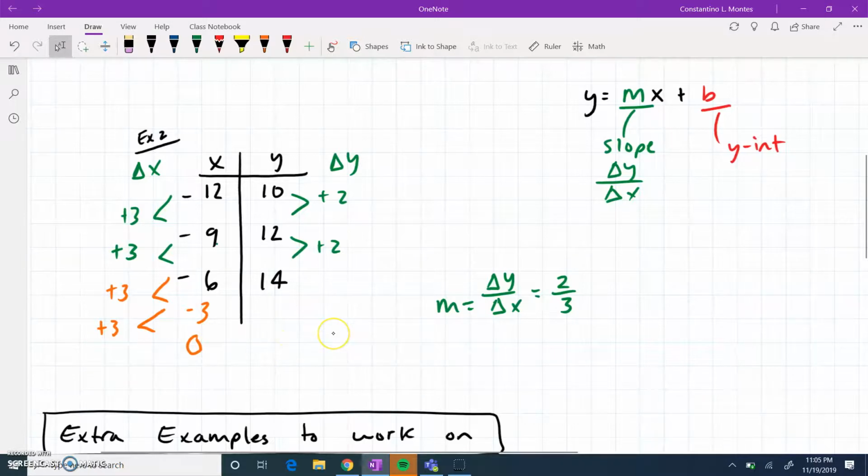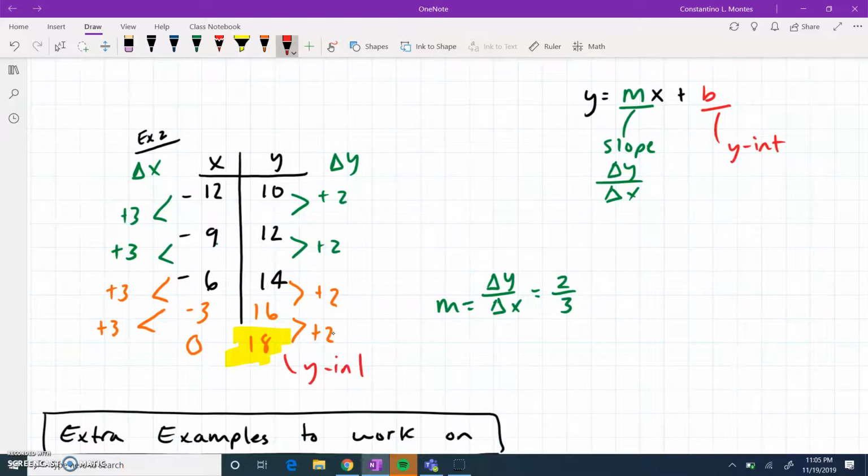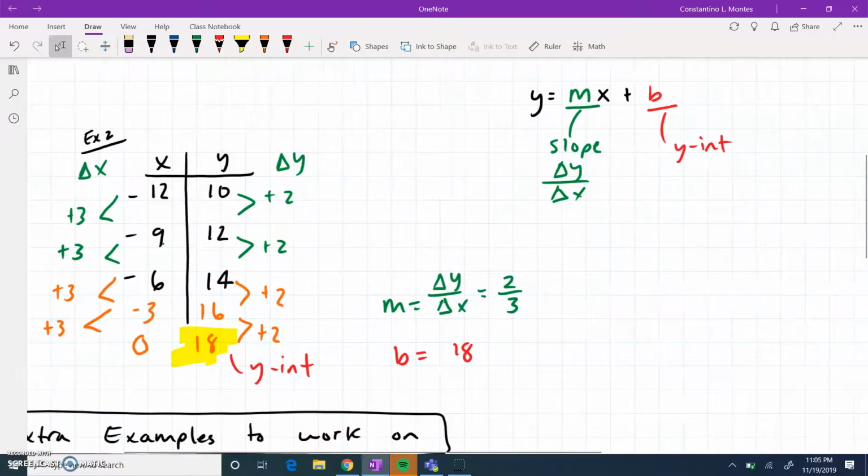This one's adding by 2 on this side, so I'm going to go plus 2. That would be 16. And one more time, 18. So I have here my y-intercept. Again, I don't need to demonstrate any work here. I'm just going to write b equals 18. The work that I have here is demonstrating enough how I found it. You guys might want to write a sentence or two when you actually answer the question.